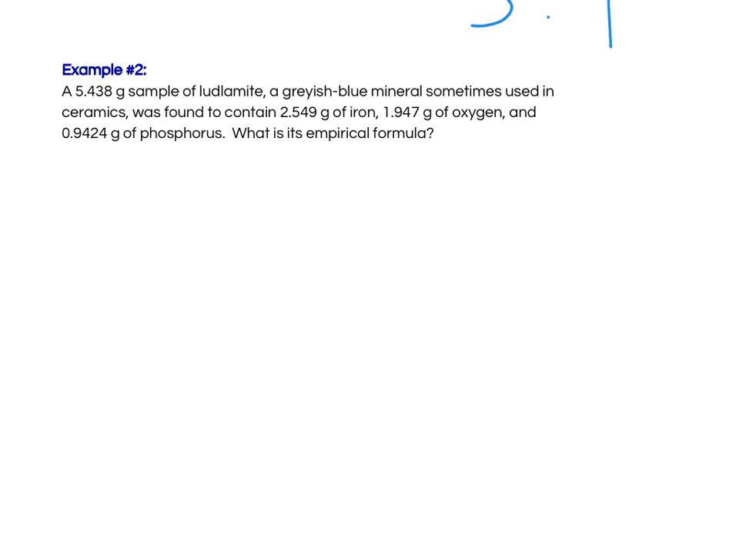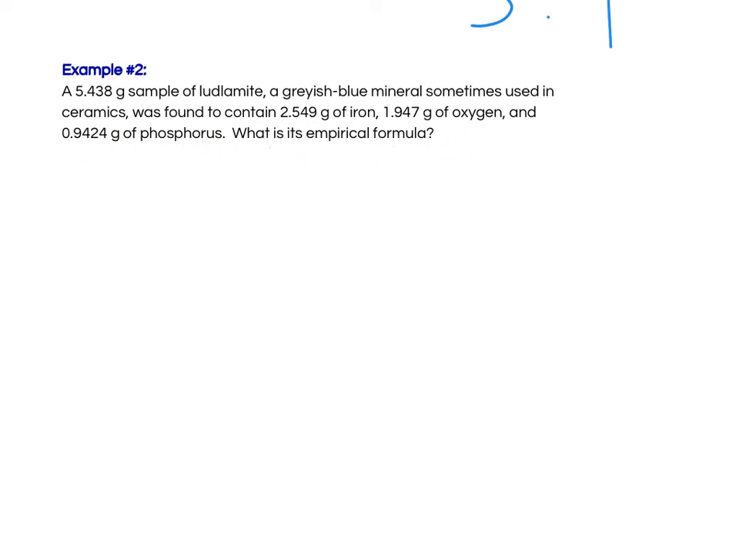All right, let's tackle a second example. So I'm just going to read through it with you. We have a 5.438 gram sample of lead dolomite. It's a grayish blue mineral, sometimes used in ceramics, and it was found to contain 2.549 grams of iron, 1.947 grams of oxygen, and 0.9424 grams of phosphorus. What is its empirical formula?